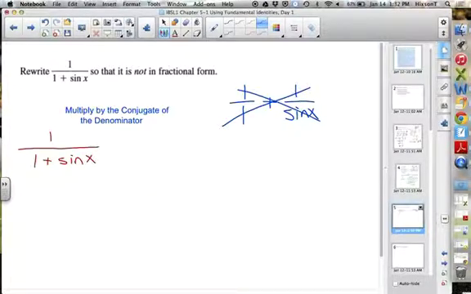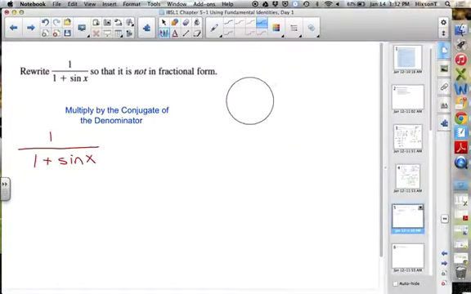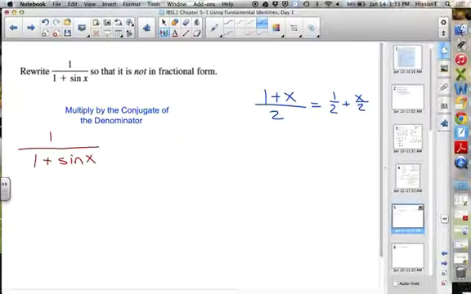You cannot split a fraction into two separate fractions added together when it's the denominator that's being added together. You can only do it if you have two things in the numerator. For instance, if we had 1 plus x over 2, we could split that up so it was 1/2 plus x over 2. And we would keep a common denominator. All right, so this is okay. What we saw at the beginning was not.